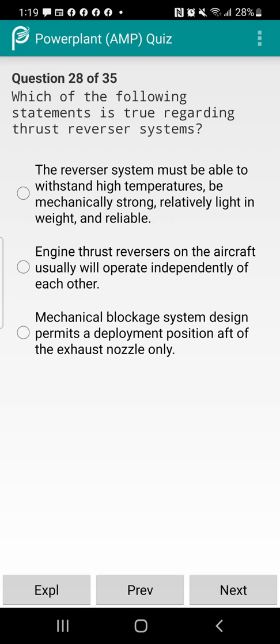Which of the following statements is true regarding thrust reverse systems? The reverse system must be able to withstand high temperatures, be mechanically strong, relatively light in weight, and reliable.